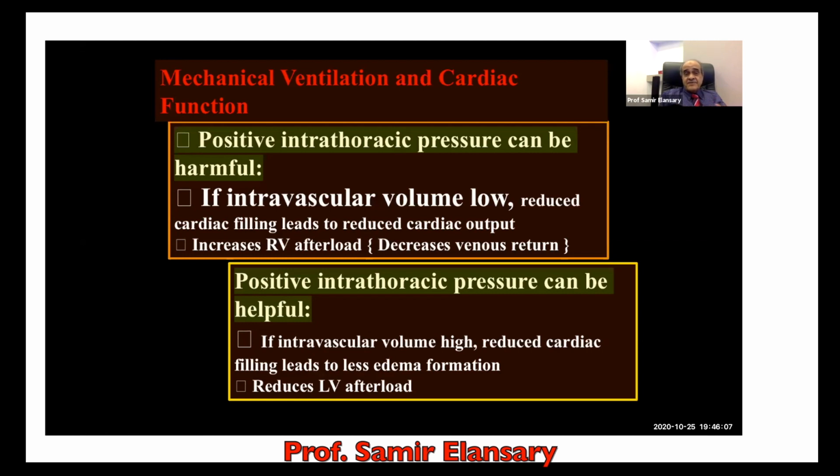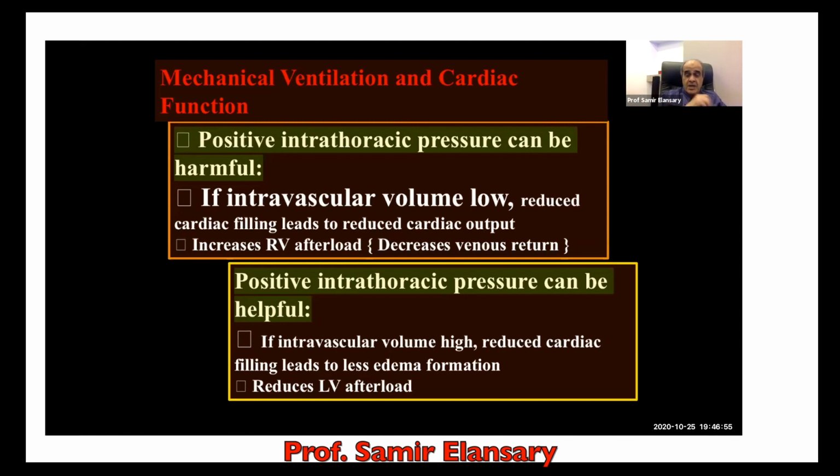Some asked about the mechanical ventilation in cardiac function. If your patient suffering from heart failure, you have to decide if your patient intravascular volume is low. If low, he will be subjected to bad effect from positive intrathoracic pressure. And so if you connect your patient with hypovolemia to the ventilator, you may face a great problem. The patient may suddenly arrest starting the ventilation. And the only solution here either disconnect the ventilator or push some volume to your patient. Because the intrathoracic pressure increase in such situations will decrease the venous return, will decrease the preloading, and so will decrease the cardiac output.